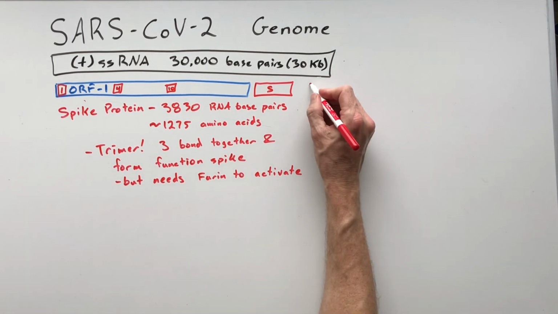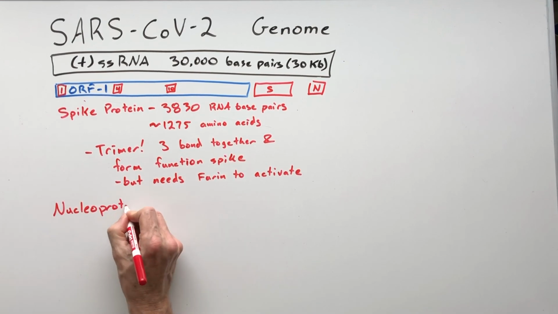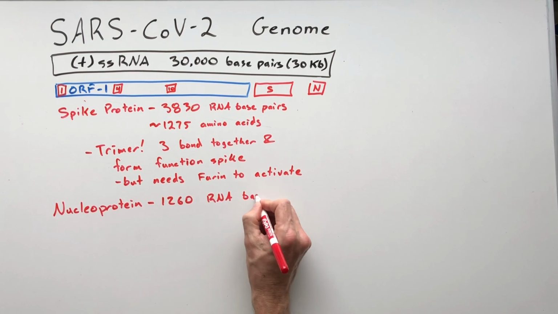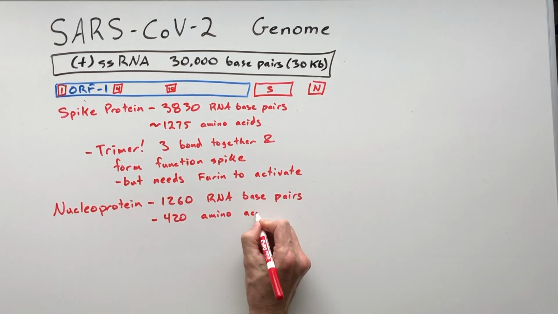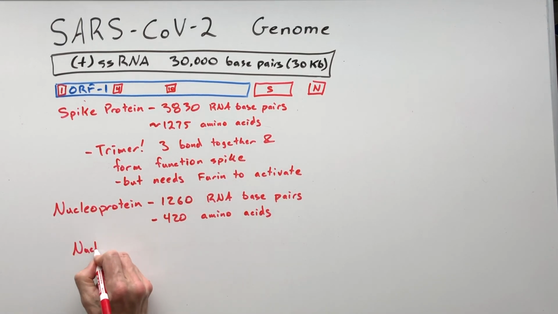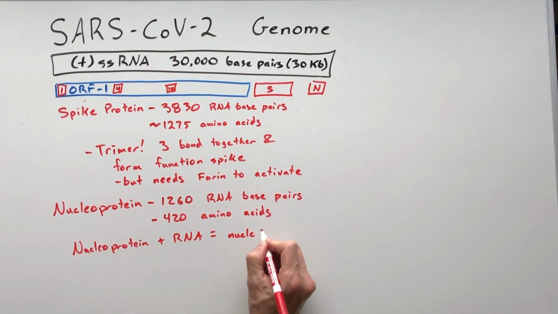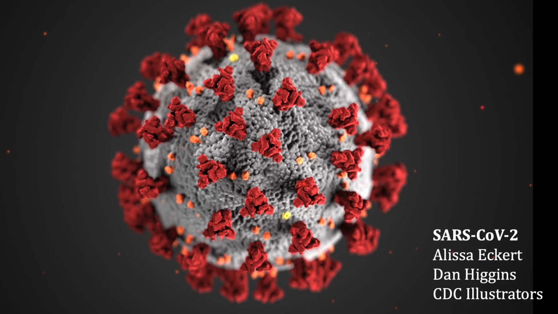And the last protein I want to talk about is the nucleoprotein. The nucleoprotein is 1,260 base pairs in length for the coding region, and that translates to about 420 amino acids. And the nucleoprotein associates with, bonds with the RNA in the SARS-CoV-2 genome, and the nucleoprotein plus the RNA, when formed together in their helical manner, becomes the nucleocapsid.